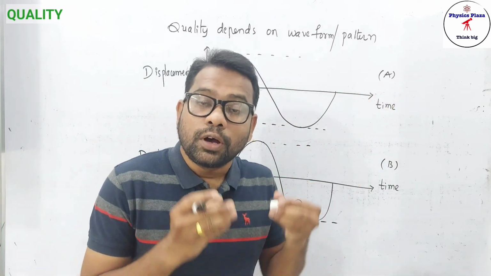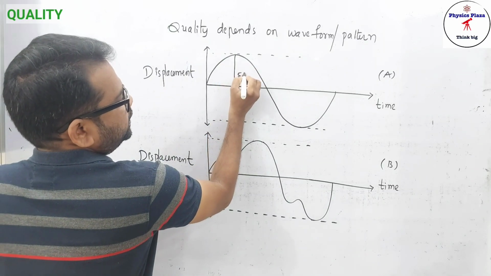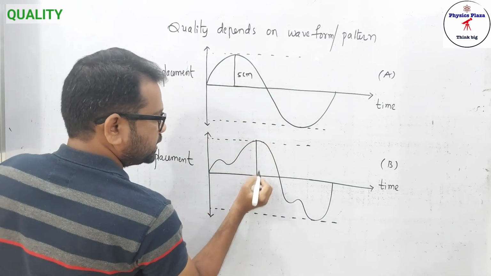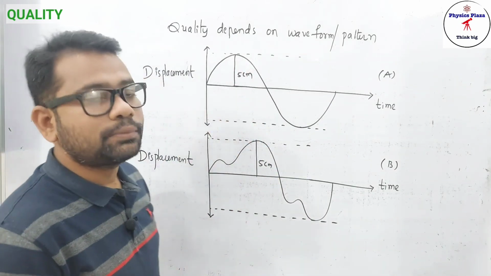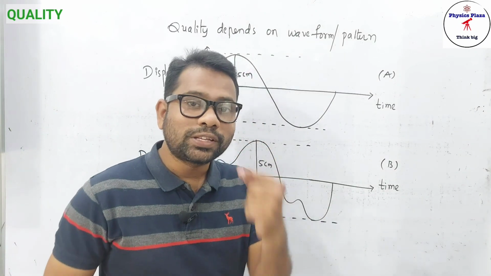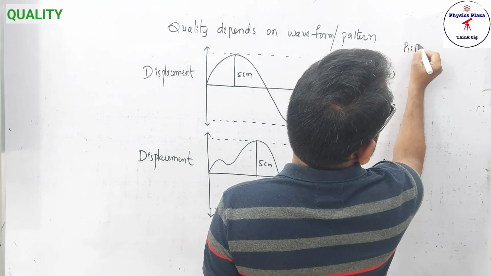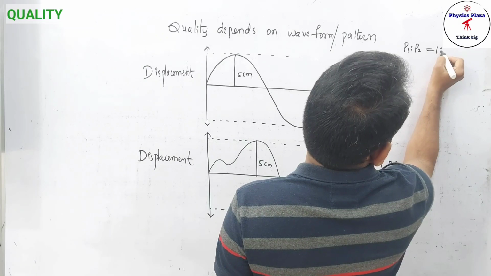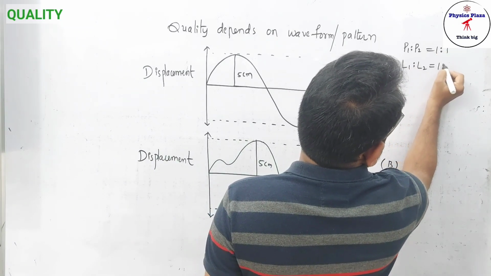Then which one will have more loudness? If you can see, this is 5 centimeter. So here also 5 centimeter. Meaning the amplitude is the same. As the amplitude is the same, obviously what, children? Loudness is the same. So in this case the ratio of pitch will be 1:1, whereas the ratio of loudness is also 1:1.